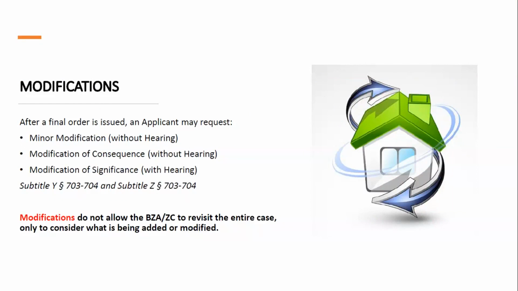Now, modifications do not allow the BZA or the Zoning Commission to revisit the entire case. They are only going to consider what is being added or modified. So when a modification is filed, say to make a small change to maybe the hours of operation of, say, a gym that's part of the PUD. Maybe they have a gym that was limited in hours and they want to change the hours by 1 hour to open an hour earlier. That would be the only modification that is considered. They are not going to open up the case and revisit anything else that was previously approved.